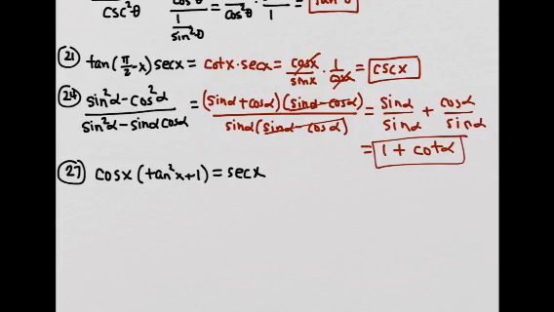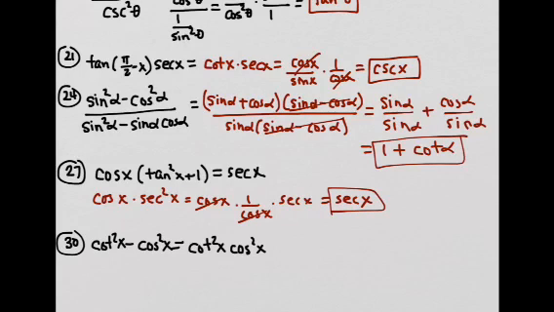Alright, so number 27, I'm going to make the left look like the right side. So first thing I'm going to do is use the Pythagorean identity to replace cotangent squared x plus 1 with secant squared x. And I'm going to break up one of the secants to 1 over cosine, and the other one I'm going to leave as a secant. So here's one secant, here's the other one. Okay, so why did I do that? Because now I can cancel these, and I am done.